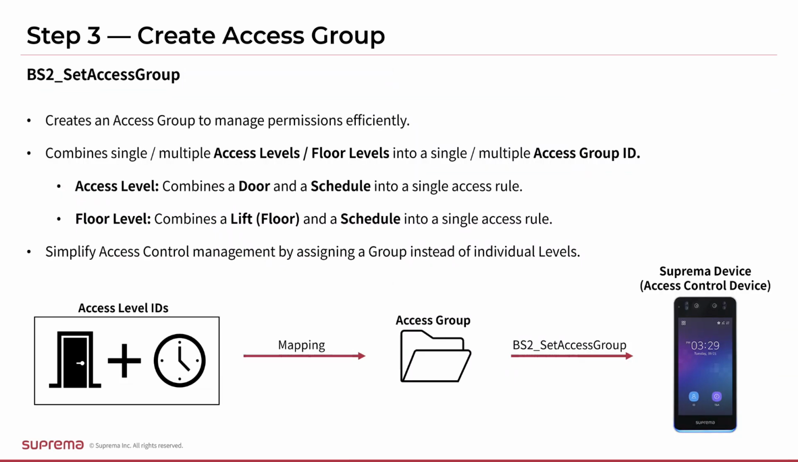Now, let's examine the BS2 Set Access Group API. This API configures an access group. However, what does that actually mean? An access group allows you to combine single or multiple access levels into a single access group ID. It can also support floor levels for elevator access. But in this session, we'll focus on doors.